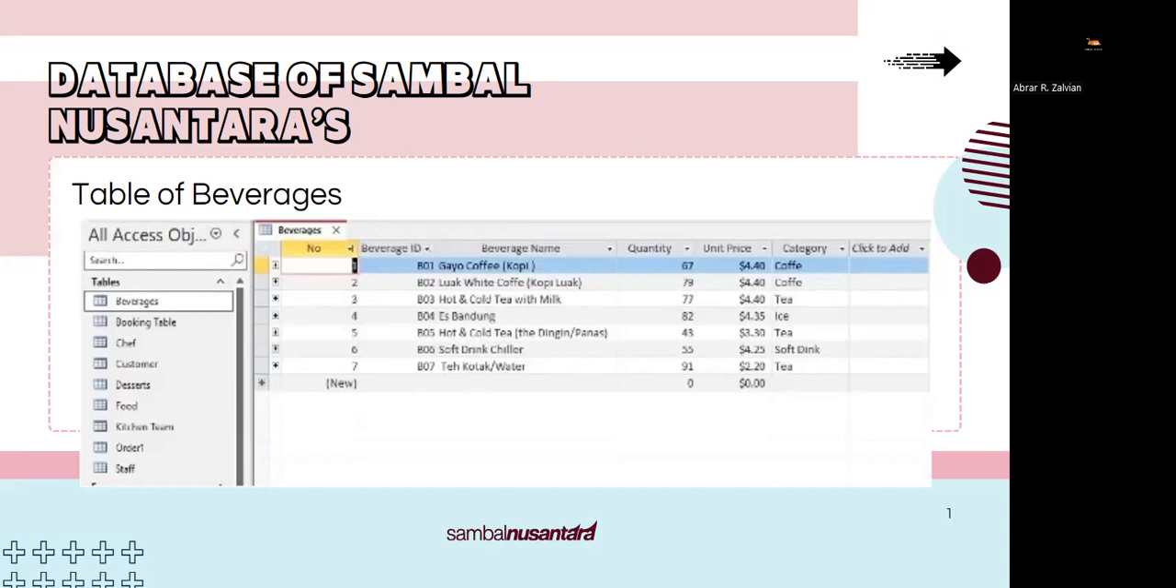In beverages table, we provide several menus, quantity stock in the kitchen, and the price per unit of 1 serving of beverages. This data we'll use as a menu option in the order tables.